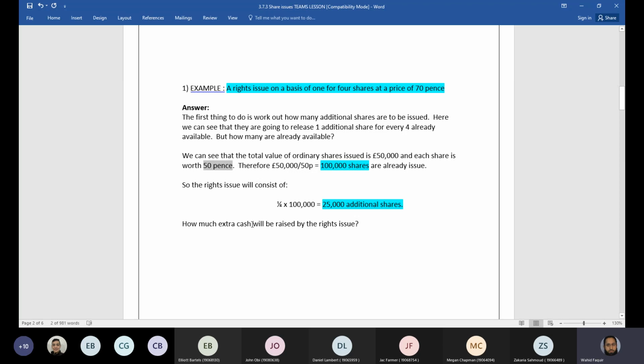We're seeing how much extra cash we're going to raise. So how much extra cash are we going to raise? What's the answer? Charles is saying 17,500. Good, everybody agreeing, brilliant. And it's simply, we're selling them for 70p. How many additional shares are we issuing? 25,000. That gives us 17,500. Perfect. Now that is the figure that will go into the bank account.